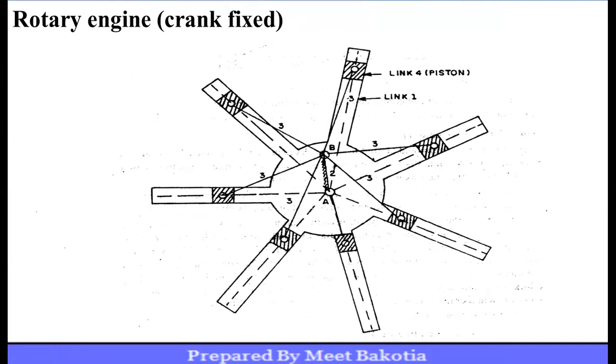The first being the rotary engine. Now see guys, this mechanism is one of the inversions of the single slider mechanism. Why? Because in this, the crank, link 2, let me show you, this is the crank link 2 that is fixed. Since the fixed link this time is different, every time we used to fix the cylinder. Remember, in the original mechanism, the cylinder was fixed. But this time, instead of the cylinder, the crank is fixed.